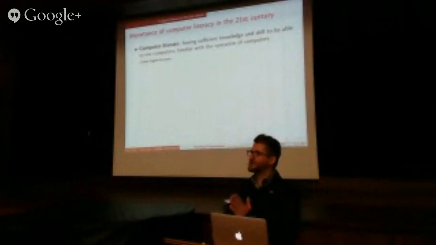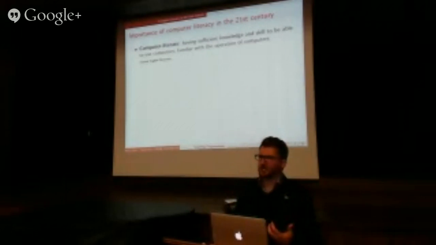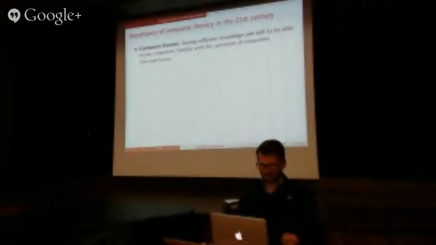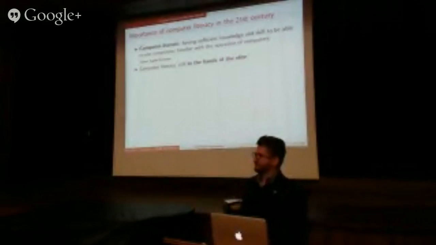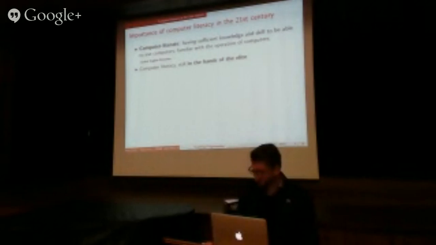Some like to take on terms such as learning a new skill and computational thinking and those sorts of things. Computer literacy is still very much in the hands of the elite. Why is that the case? Because we will see from the statistics, we still have quite a way to go to get the necessary widespread.